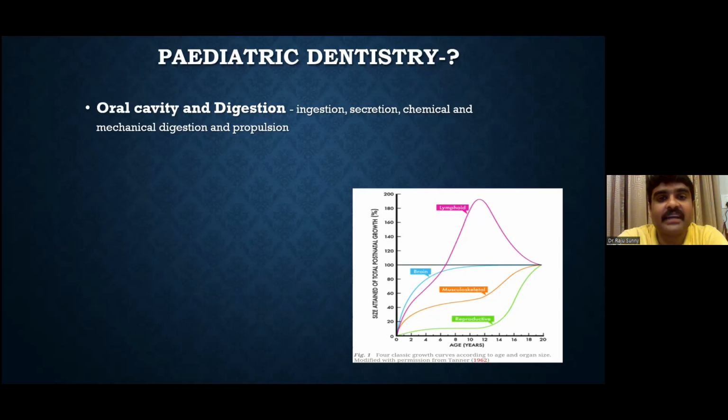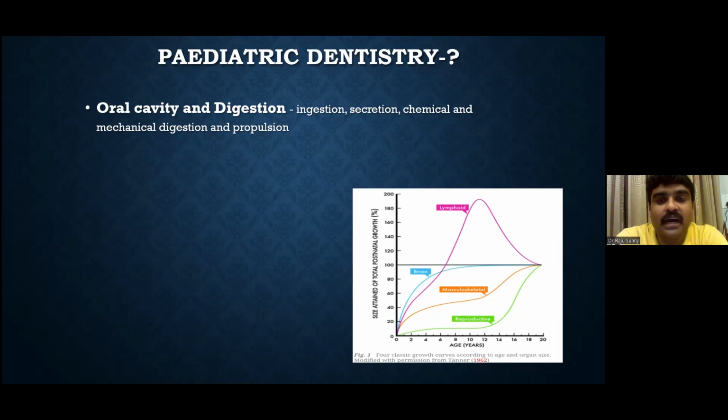The functions of the oral cavity can be divided into the ingestion of food, the secretion of saliva, and the chemical and mechanical digestion of food. Then the half-digested food can be propelled into the other parts of the digestive system, where the chemical digestion starts taking place.